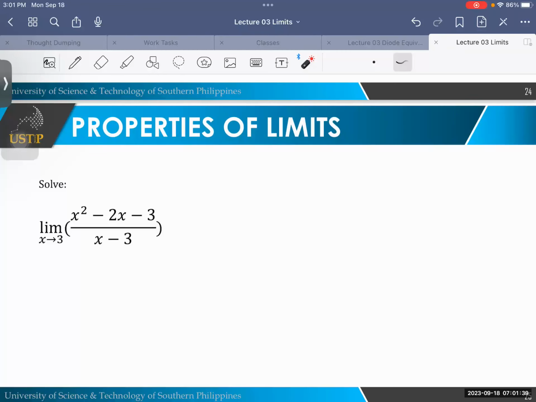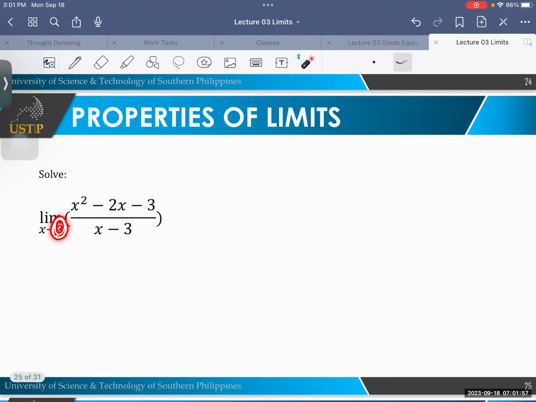So what you do is simplify your function by getting the factors of your numerator. So you have here the limit of x squared minus 2x minus 3 all over x minus 3 as x approaches 3. Again, this value, this 3 here, will make this an undefined function if you directly substitute.